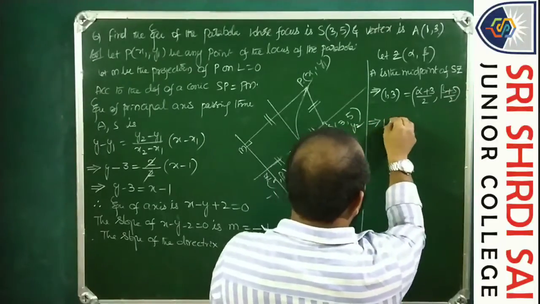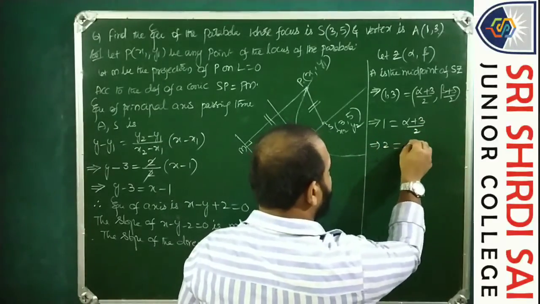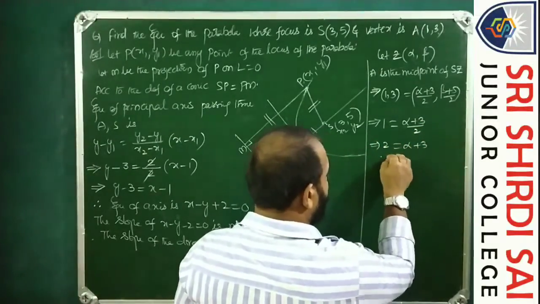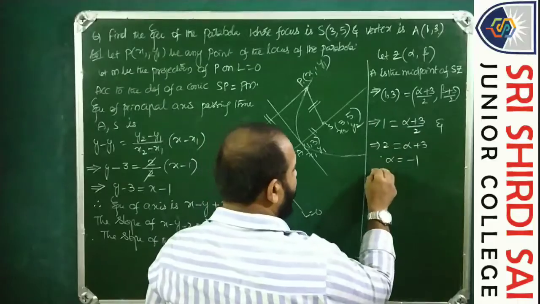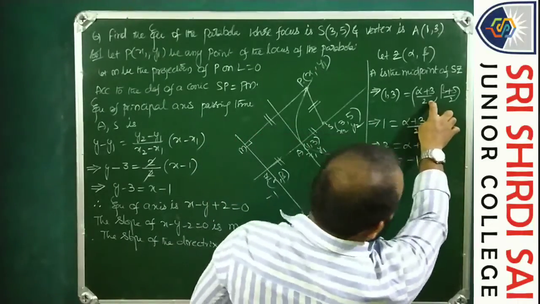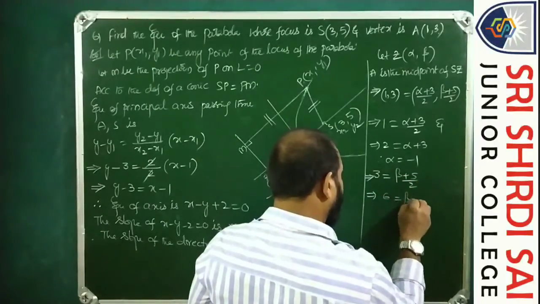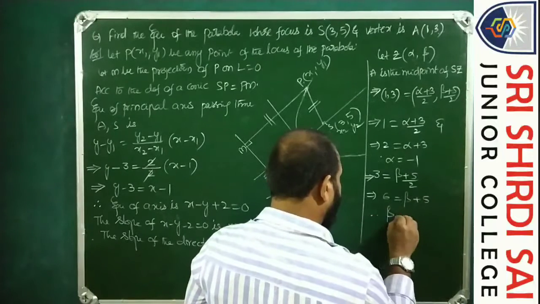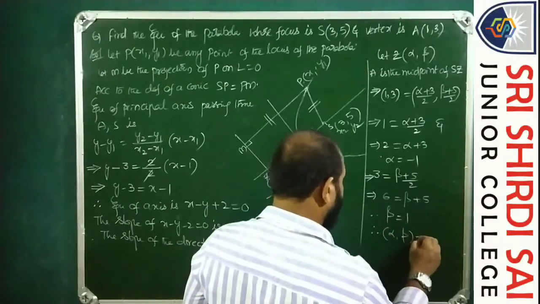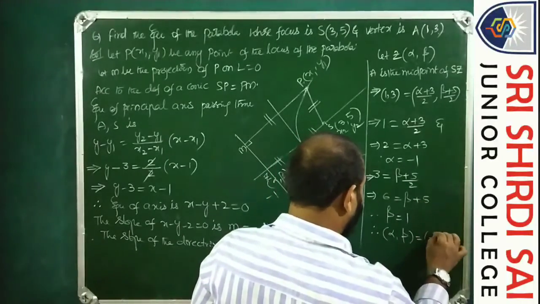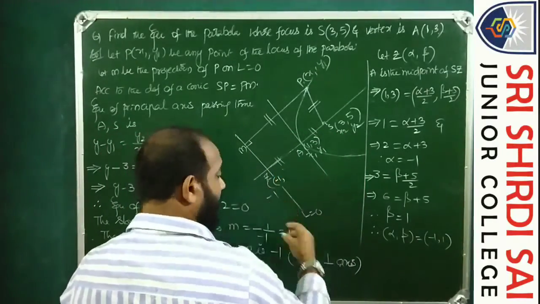Then 1 is equal to (alpha plus 3) by 2. From this, 2 is equal to alpha plus 3. Therefore alpha is equal to 2 minus 3, which is minus 1. And 3 is equal to (beta plus 5) by 2. So 2 threes are 6, beta plus 5. Therefore beta is equal to 6 minus 5, which is 1. Therefore alpha comma beta is equal to how much? Minus 1 comma 1. So this alpha comma beta is now minus 1 comma 1.